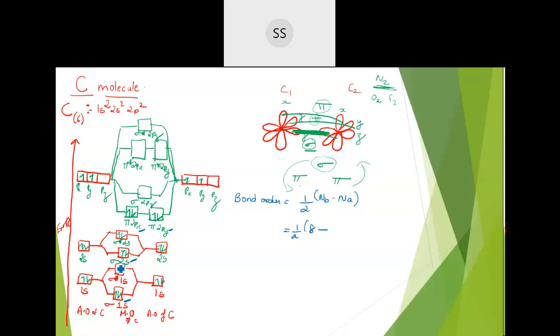See this 2 and here you are having 2. So altogether you are having only 4. Okay, so 8 minus 4, 4 by 2, that will be 2. Means what? Between the carbon and carbon atom, there is a double bond. Okay, so there is a double bond which is existing between the carbon and carbon atom. Okay, double bond exists between the carbon and carbon atom.